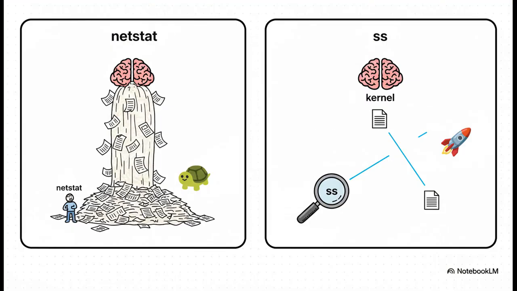This slide, this is the whole ballgame right here. It really gets to the core of the problem. See, netstat works by reading a gigantic text file that the kernel makes, this /proc/net/tcp file. It's kind of like asking a librarian to read the entire library catalog out loud from start to finish. Now compare that to ss. It uses a modern, efficient binary API called netlink to ask a very specific question. That's like using a computer to search the catalog for one specific book. The difference in efficiency, it's just staggering.